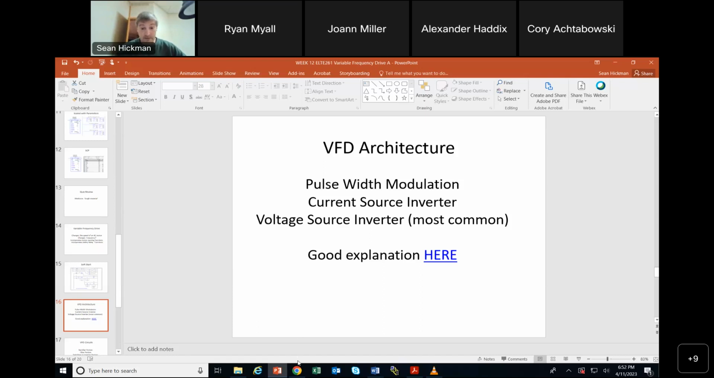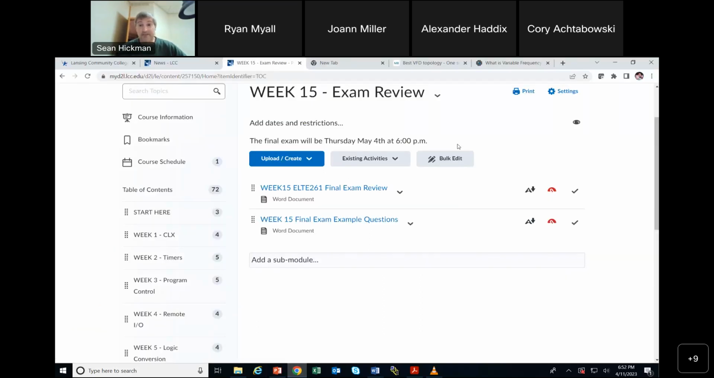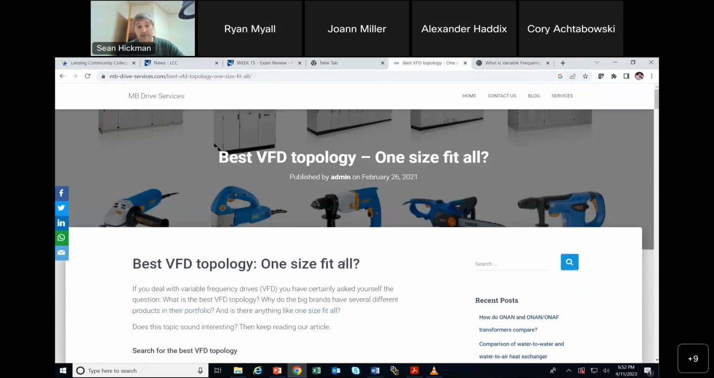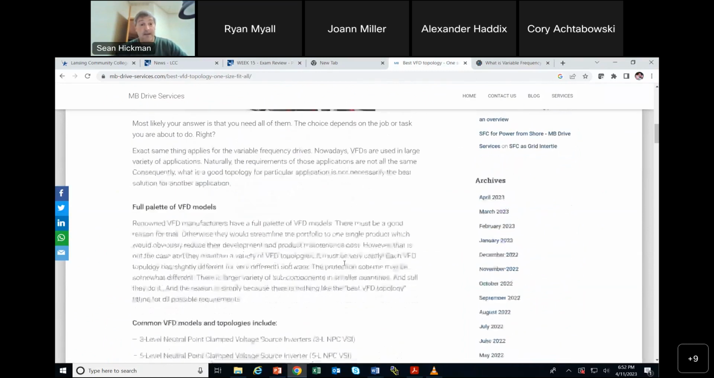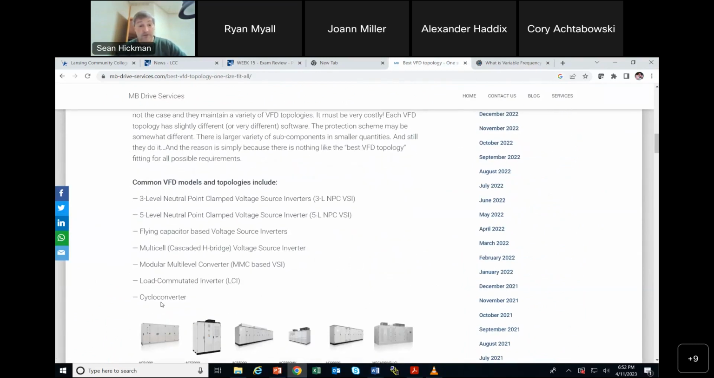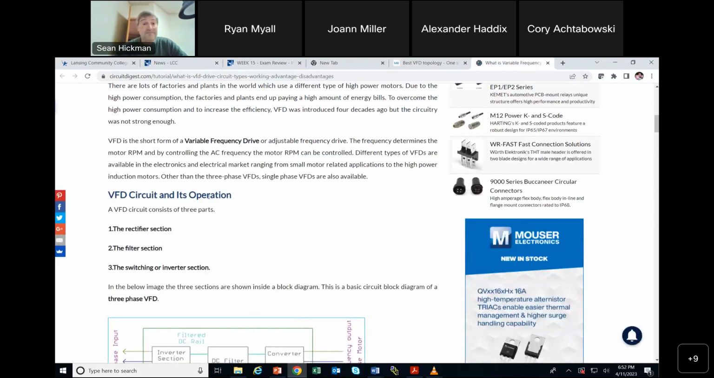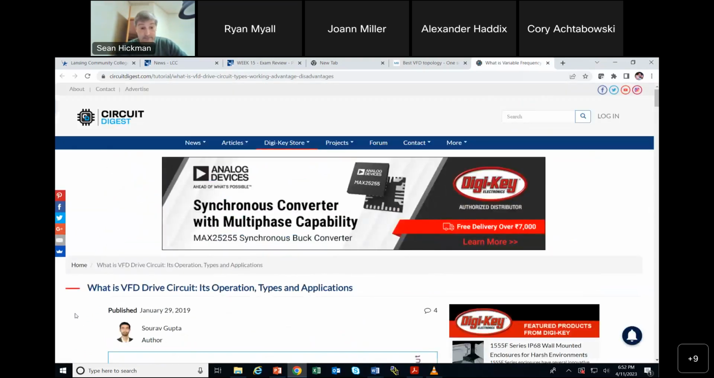All right. And so it says, what is a variable frequency drive? And those were the ones there. And here's another one, best VFD topology. And there's even more. There's cycle converter, load commutated inverter, VSI. There's a lot of different things that you would go with depending on how big of an inverter you want. And these are for big ones, all right?